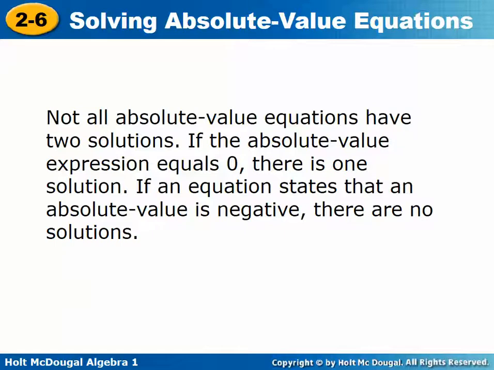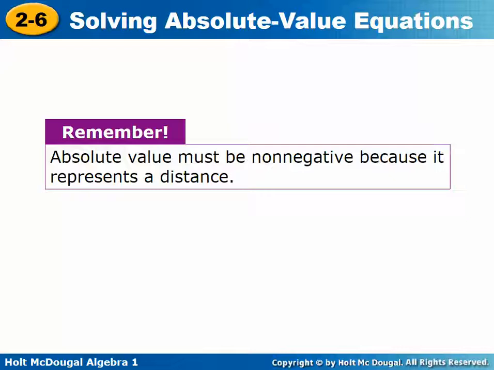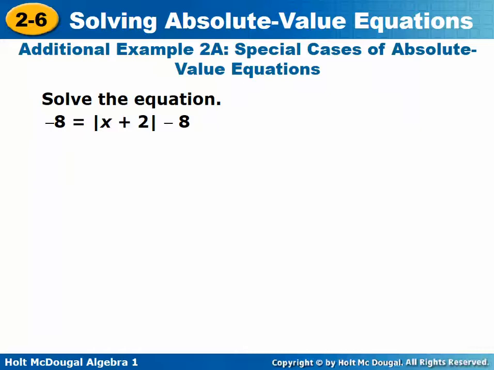Now, not all absolute value equations will have two solutions. All the ones we did so far would, but if the absolute value expression equals 0, there's only going to be one solution. And if you ever have an absolute value equal to a negative number, that is not possible. So then you don't even have to solve that. You can just write no solution if that happens. And remember, you can't have a negative absolute value because absolute value is referring to the distance from 0 on a number line. So how could you have a negative? There's no such thing as a negative distance from 0.